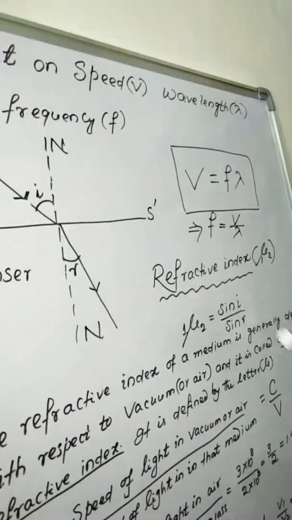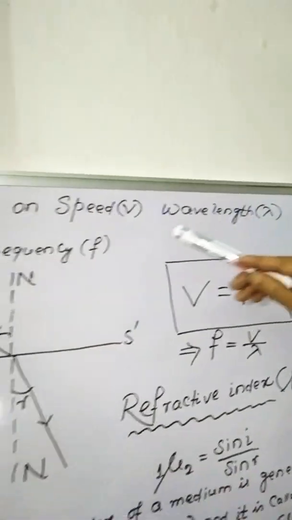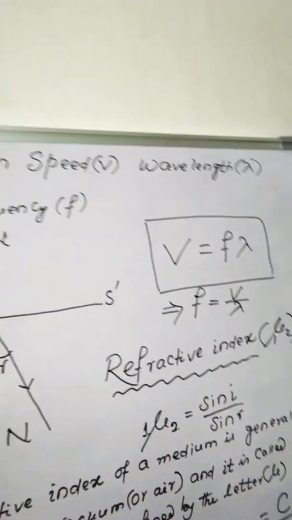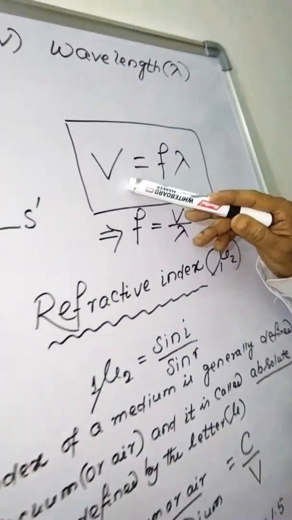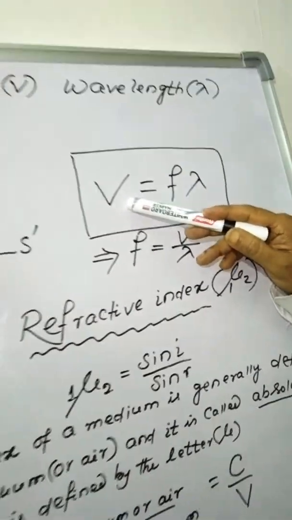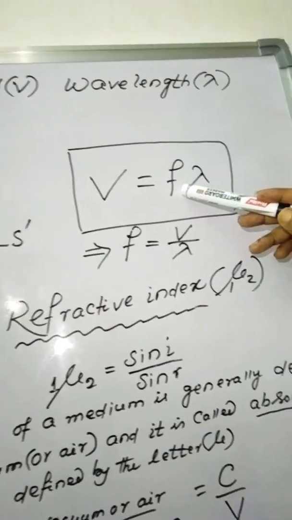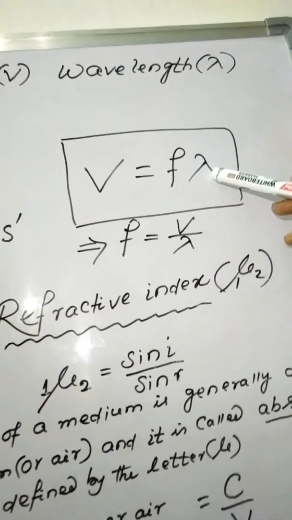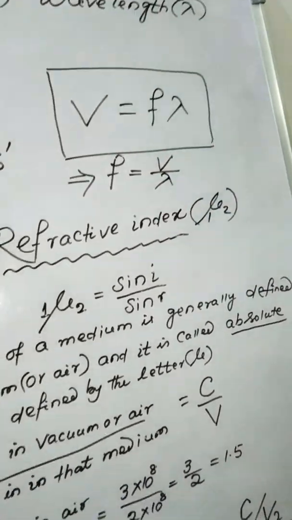Thus, we can say how the speed of light V, wavelength lambda and frequency are related, remember. But frequency does not change because the frequency depends upon the source of light. Thus we can say V is equal to f lambda. What is V? The speed of light in the given medium. What is f? Frequency. What is lambda? Wavelength. Thus we can say f is equal to V by lambda.